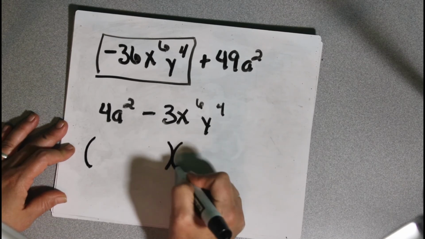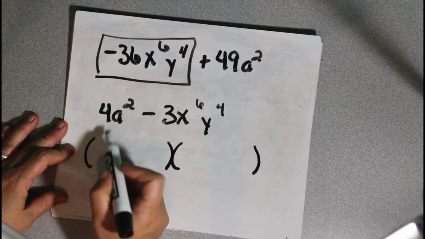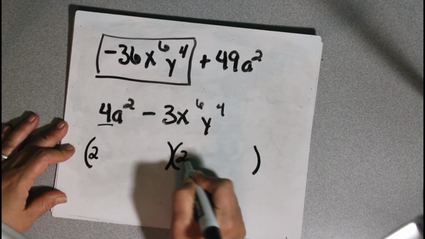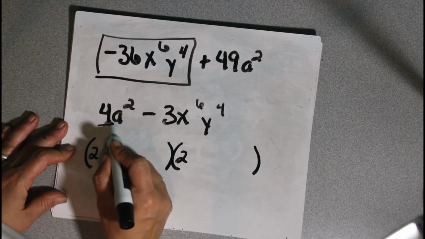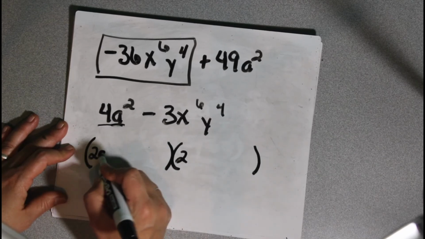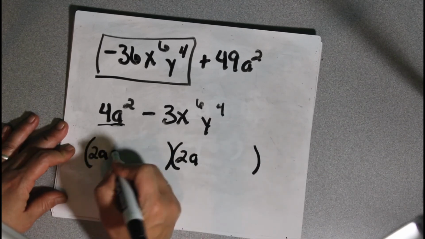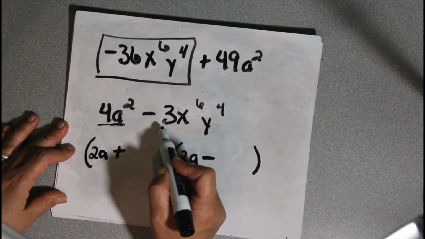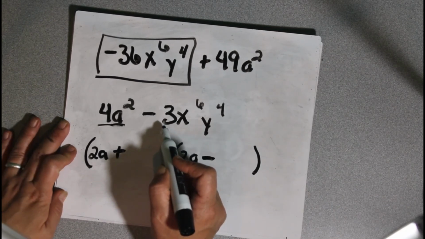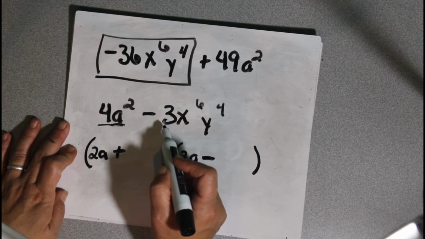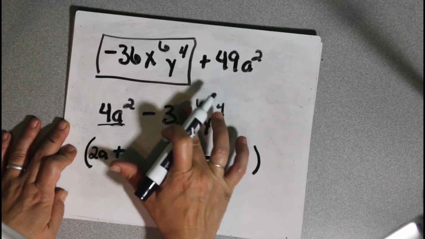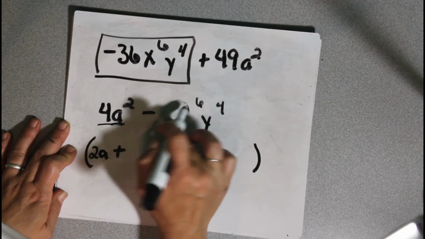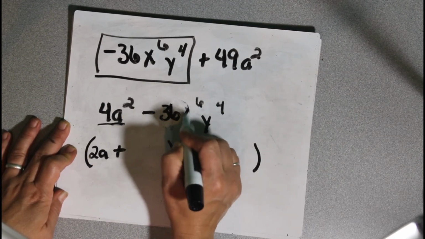First part's pretty easy. We're going to draw our parentheses. Now we're going to concentrate on that 4. We know that 2 times 2 makes 4. Now we're going to focus on that a squared. That will be a times a. And we know we have to have a plus and a minus. The next one is this 3. Oh, it's not 3x to the 6th. It's 36x to the 6th. There we go.